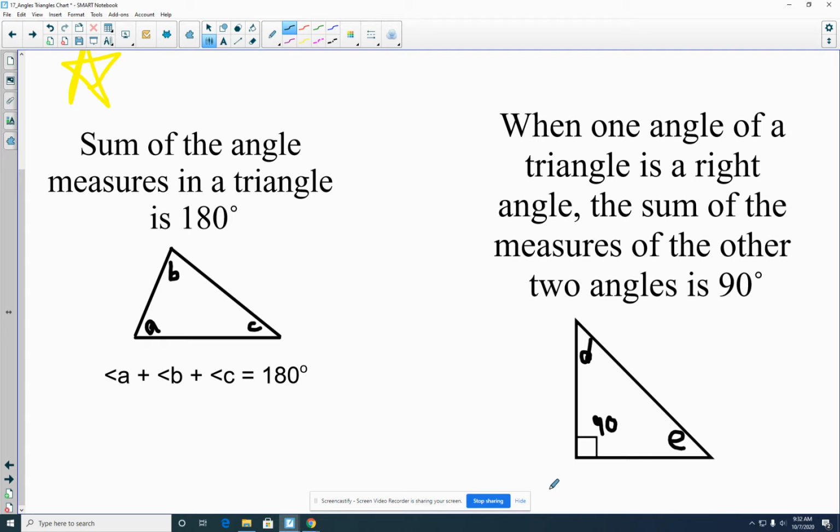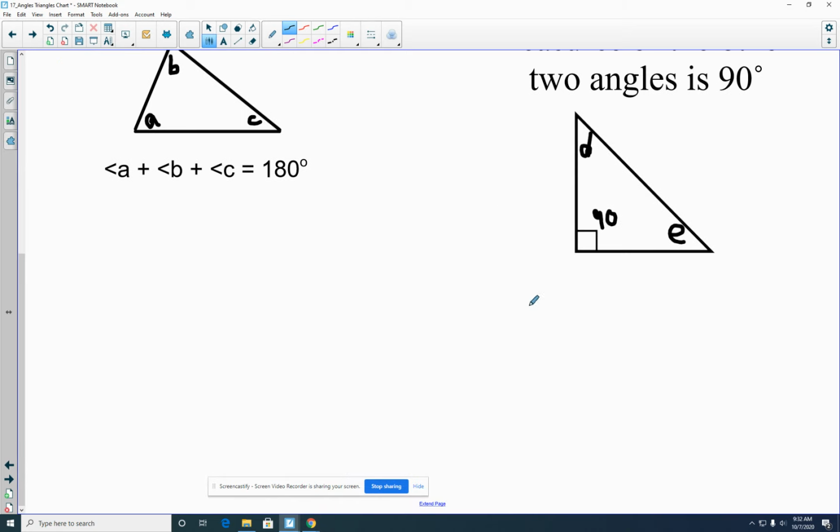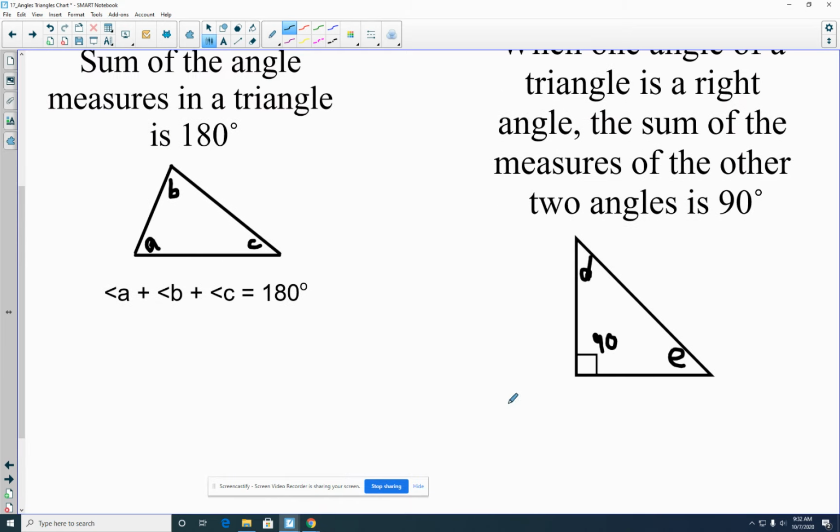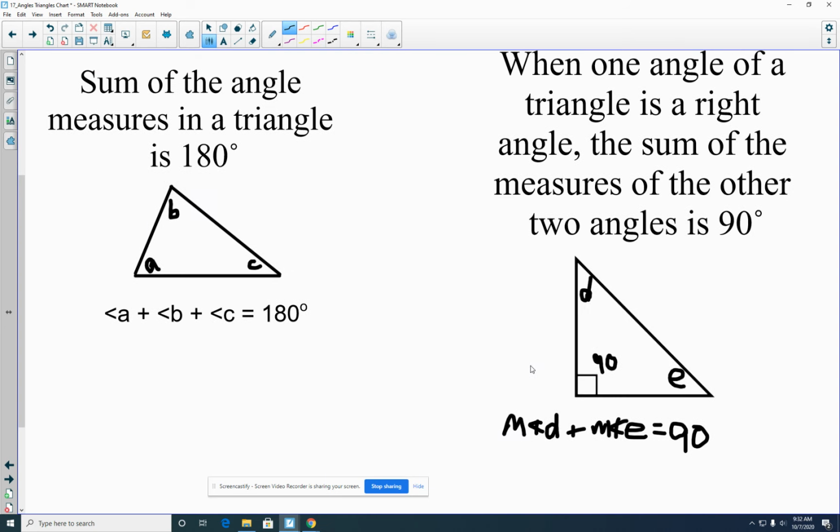So what I can then say is that the measure of angle D plus the measure of angle E has to be 90 degrees, and that's because I already have a right angle right here. So these are just two facts that we are going to constantly come back to, and we should be able to recognize quite easily.